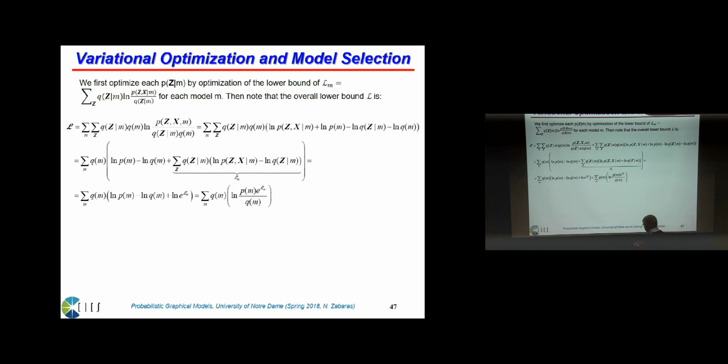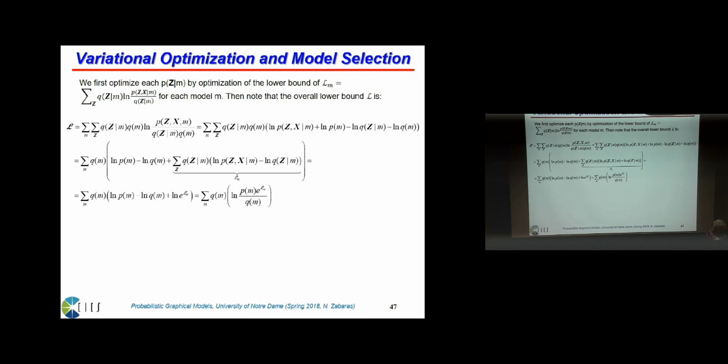It's actually a very interesting algebra. So this is what we started before, all right? This is having a variational distribution of models and all the z's for each model. So what I do is I write the actual joint log likelihood here as the probability of z and x given M plus the prior of M, all right? And then on the denominator I have minus log of Q of zm and Q of M, all right?